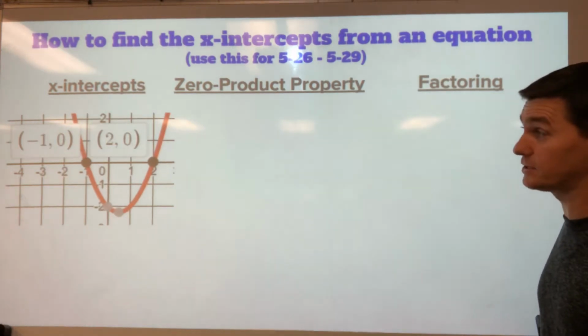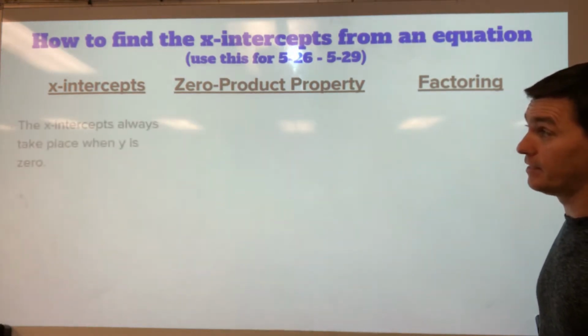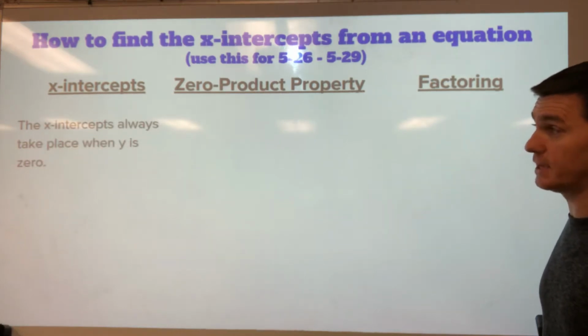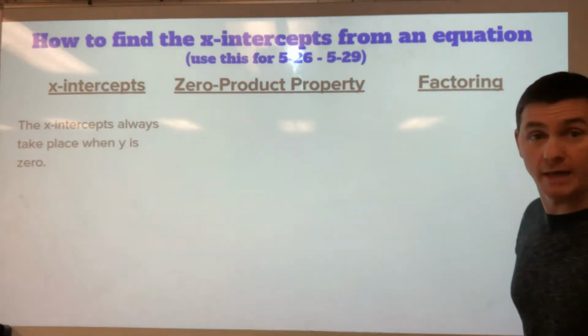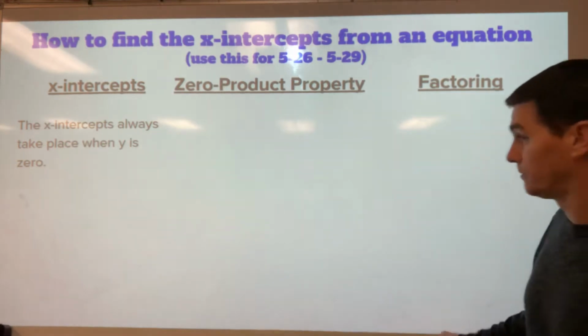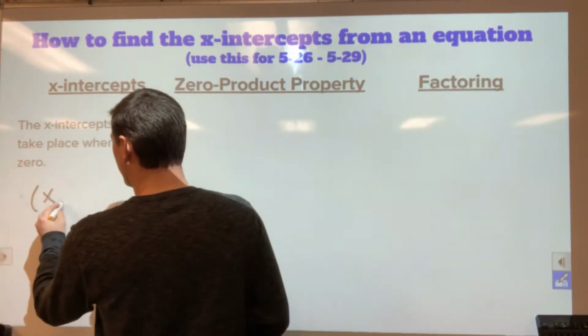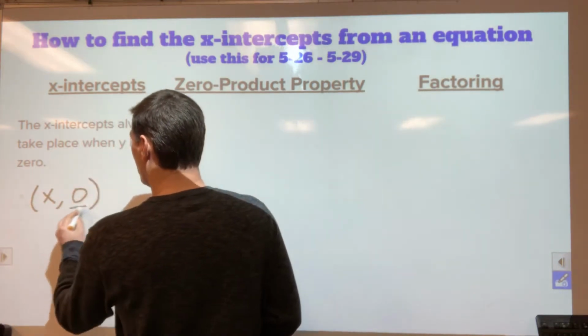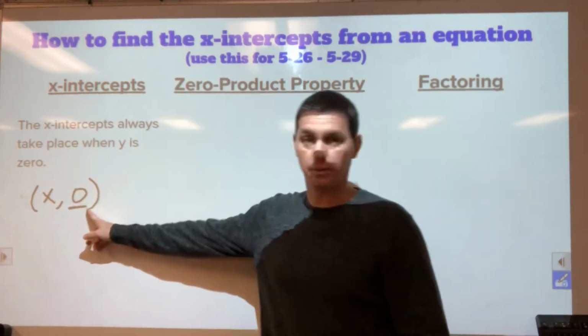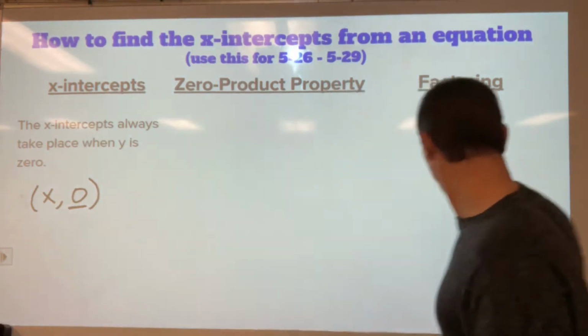The x-intercept always takes place when y is 0. So in other words, we know it's an x-intercept. It's going to have the x value, and right here, it's always going to be 0 where the y part would go. All right, so that's the first piece.